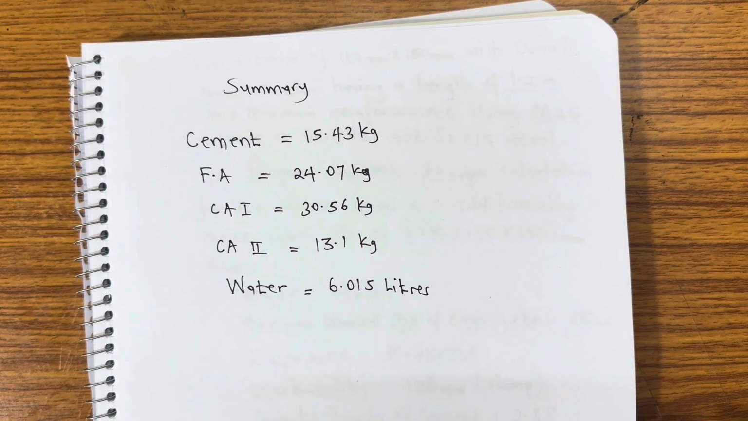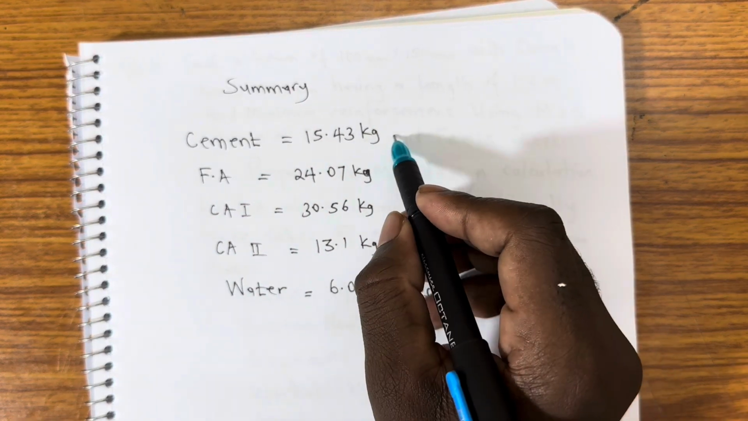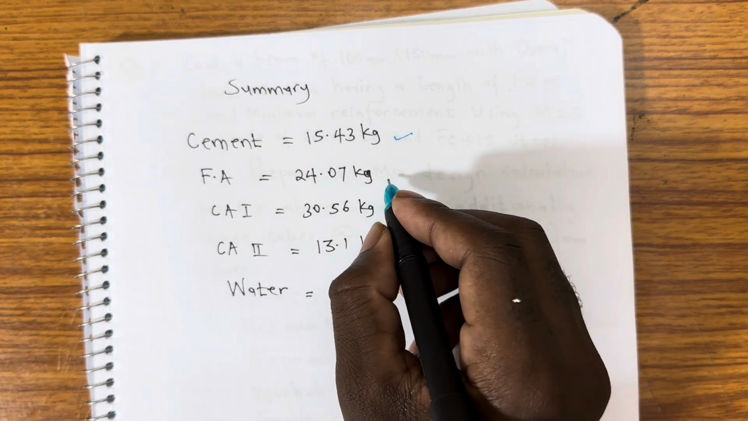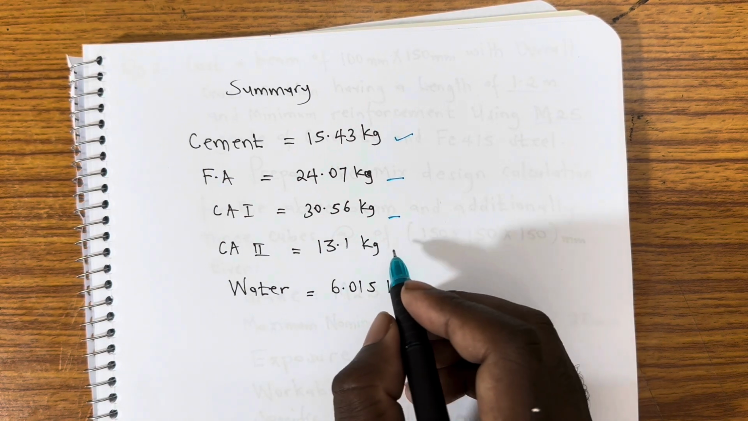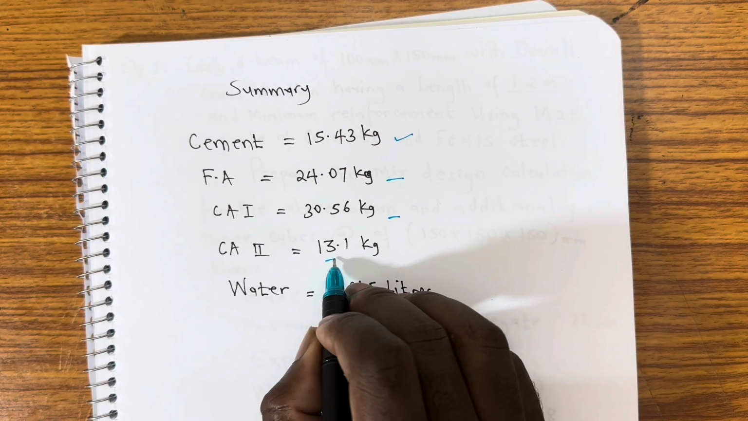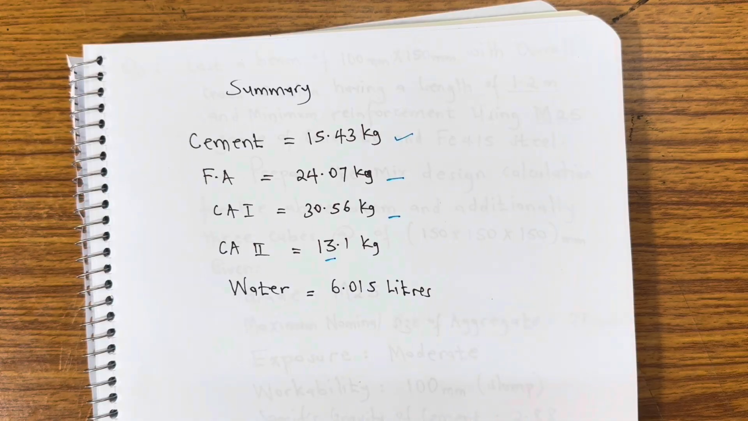In summary, this one beam and 3 cubes would require 15.43 kilogram of cement, then fine aggregate 24.07, coarse aggregate 30.56, then coarse aggregate 2, that is 12.5 mm down, 13.1 kg, then water is 6.015 in terms of liters.